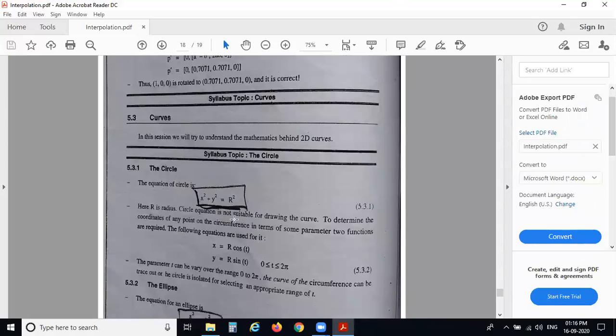Then the next point is curve. In this point we study about the mathematics behind the 2D curves.